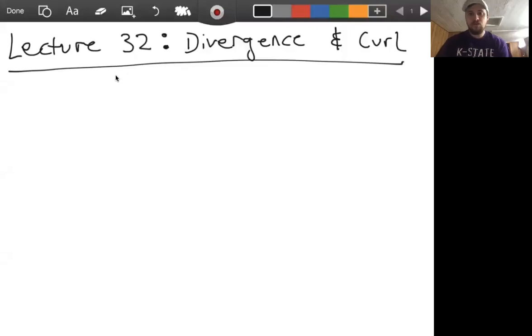There are two operations that we can perform on vector fields that give us a better idea of some properties of given vector fields. These are called the divergence and the curl, and we'll discuss what each of these are measuring and how to compute them and some applications. First, let's start with divergence.